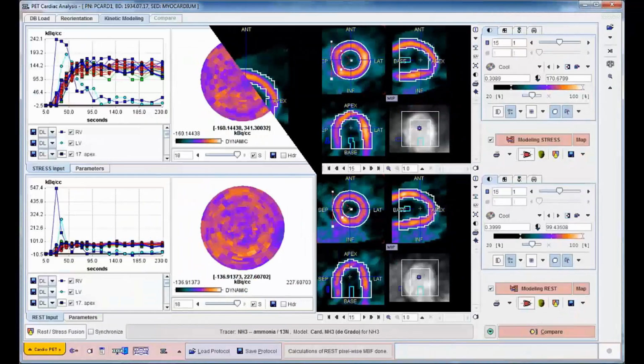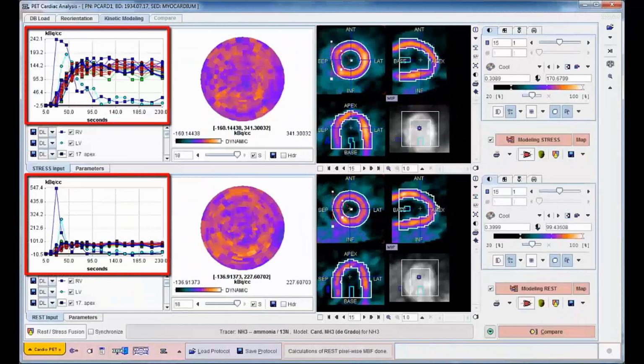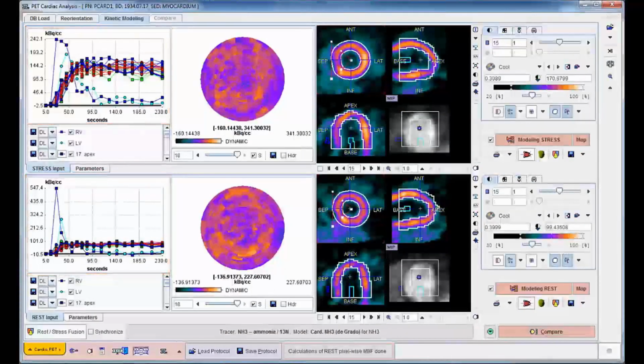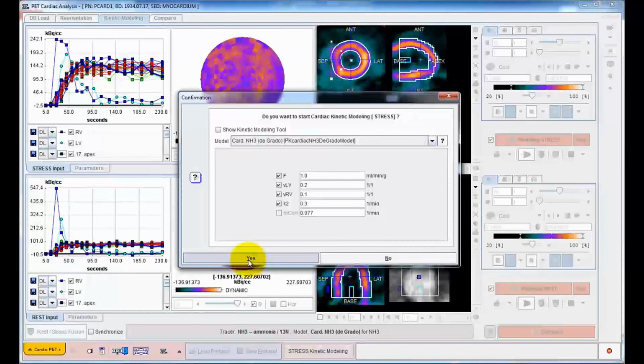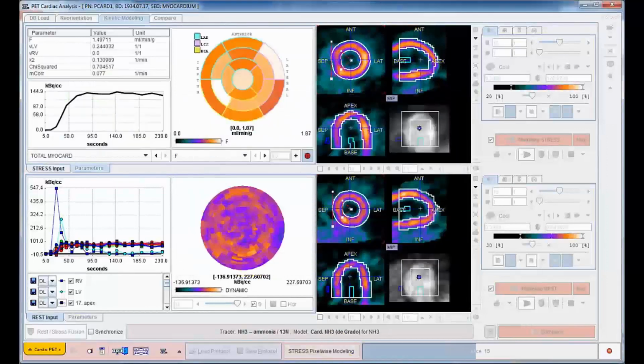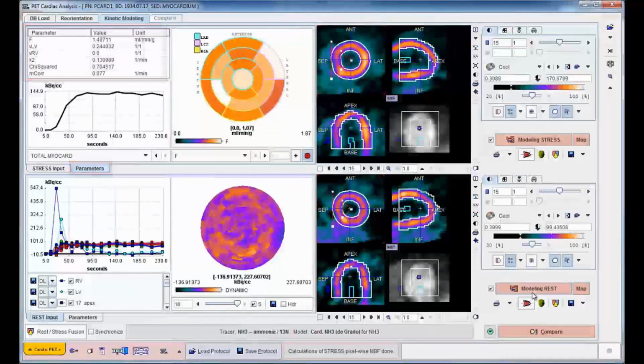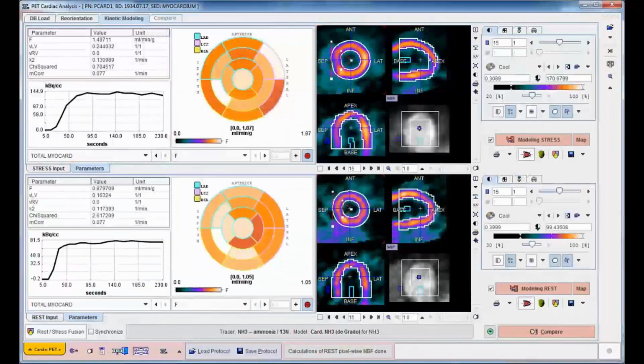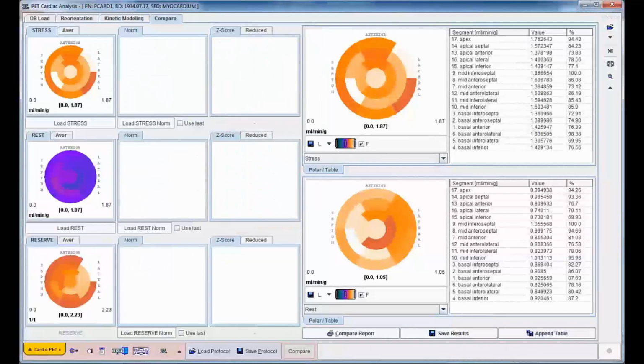The resulting time activity curves are shown together with the blood activity in both ventricular cavities. In the next step, an appropriate kinetic model is applied to the uptake curves, resulting in a perfusion estimate per segment. The results are arranged in polar plots and tables. The coronary flow reserve can easily be calculated as the ratio of flow at stress and rest. Healthy reserve values are above 2.5, abnormal values below 2.